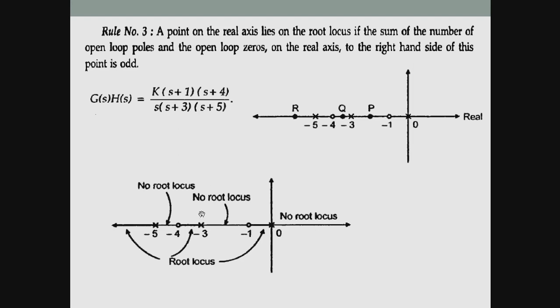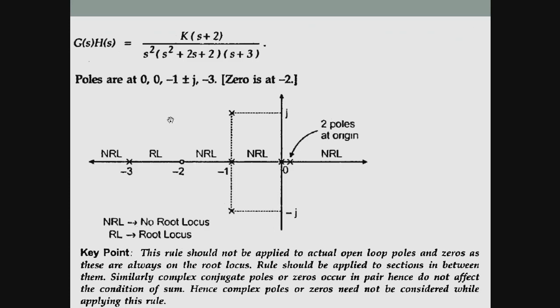Okay, similarly move to this side. Further it will be 1, 2, 3. So yes, there will be a root locus presence. Okay, no root locus, then root locus. So this is how it is done.